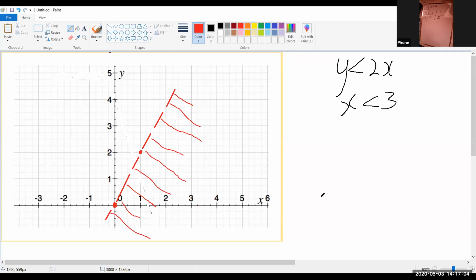Okay. So now that we have that down pat, we're looking at when x is less than 3. That means we locate 3 on the x-axis and we draw a line. What kind of line are we drawing? A broken one or a solid one? A broken one. Correct.